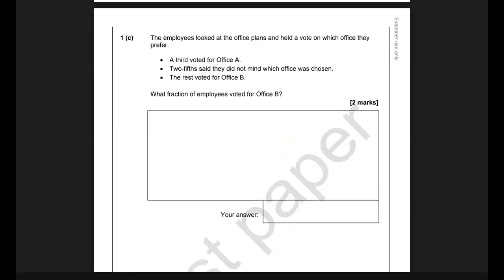Okay, let me try and change something for you. Let me say a third, let me just put that one to be 1/4. 1/4 voted for office A. 2/5 voted for office B. The rest voted for office C. Can you work that out? I change that one to the 4th now. Try and look at that one.